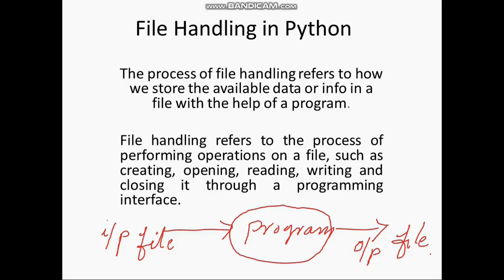Today we are discussing file handling in Python. The process of file handling refers to how we store the available data or information in a file with the help of a programming language. File handling refers to the process of performing many operations like creating a file, opening a file, reading a file, or writing the data into the file.